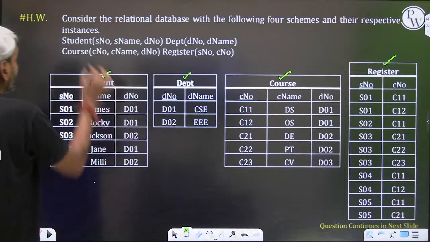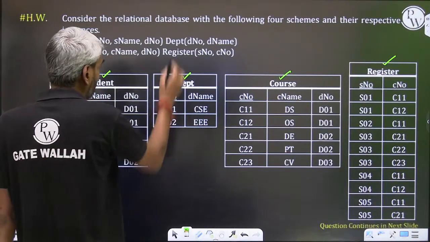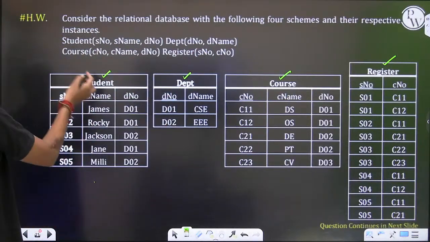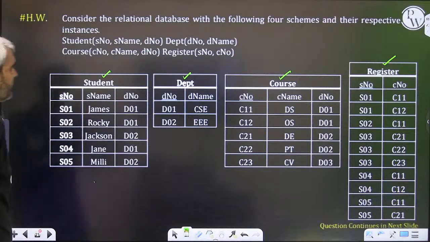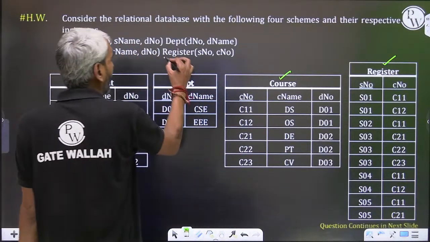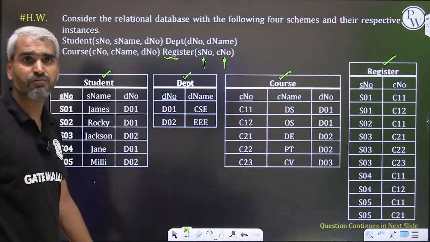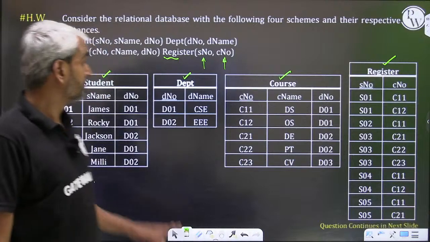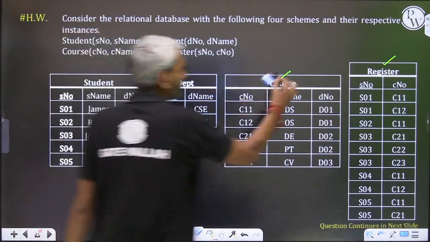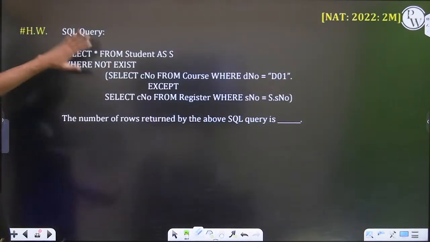Now, what is available? The student table will have student number, name of the student and the department number of that student. The department table has department number and department name. The course table will have course number, course name and the department number corresponding to that particular course. The register table will have which particular student has registered for which particular course. Clear? So these are the tables which are available. Now let us look at the query that is given in the question. This is your SQL query.